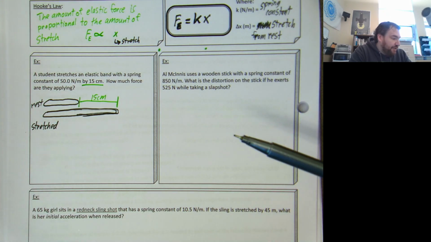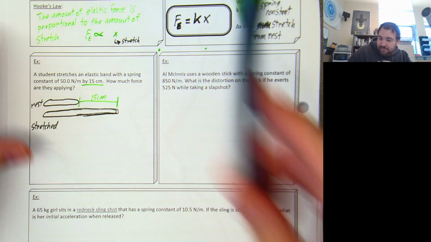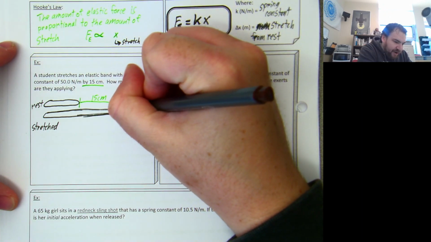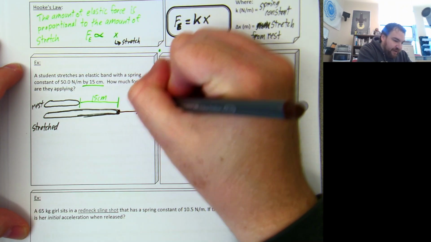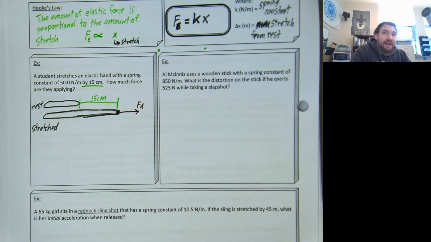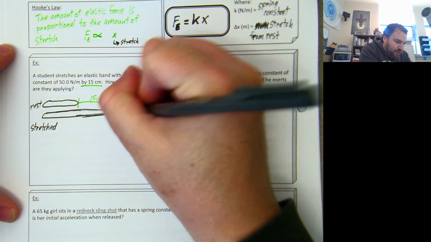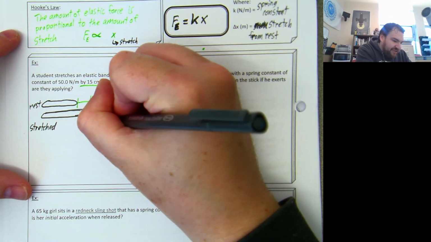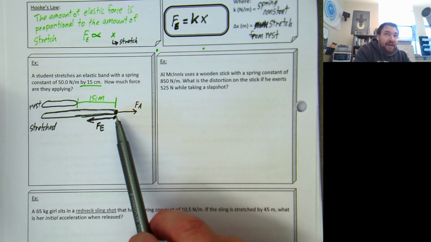So we want to figure out how much force they're applying. Everything in this unit starts with a free body diagram. You've got a student applying a force this way. There's your applied force out. And now the spring says, I'm really quite displeased. From this same point, I am going to try and restore myself. I want to go back to the way I was. And so that's what this elastic force is. It's the force of the elastic pulling back on the applier.